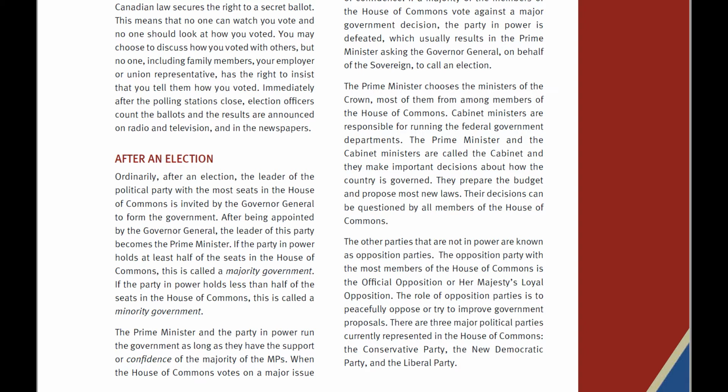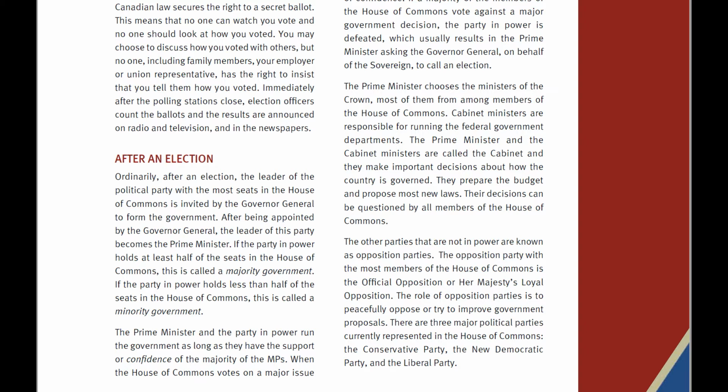After an election, ordinarily, the leader of the political party with the most seats in the House of Commons is invited by the Governor-General to form the government. After being appointed by the Governor-General, the leader of this party becomes the Prime Minister. If the party in power holds at least half of the seats in the House of Commons, this is called a majority government. If the party in power holds less than half of the seats in the House of Commons, this is called a minority government.